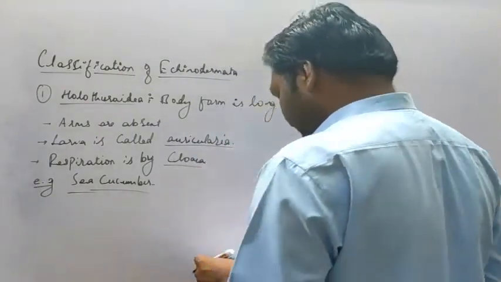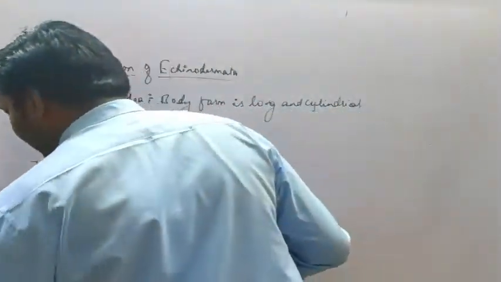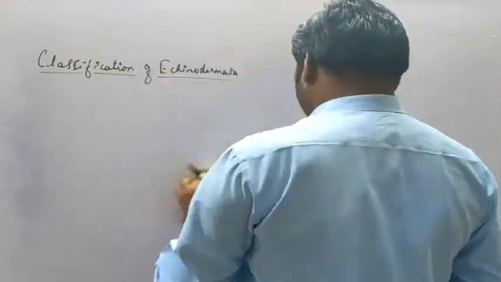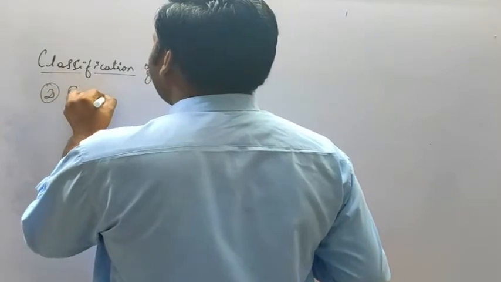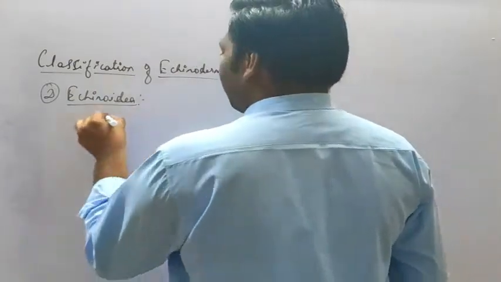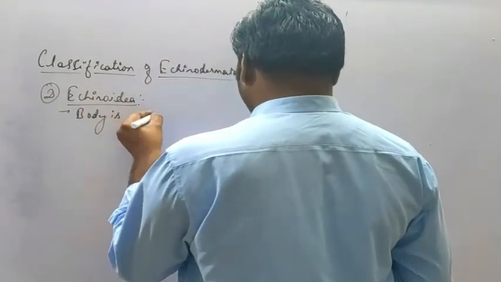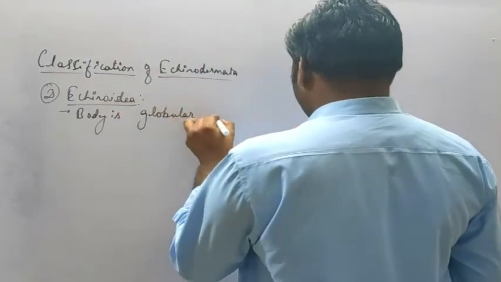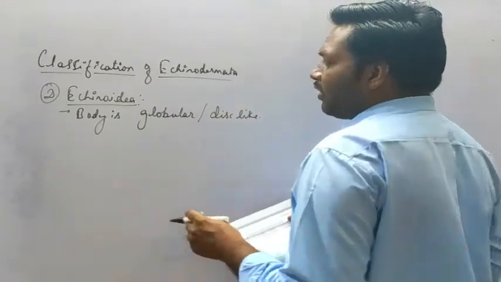The next, that is the second class, Echinoidea. Let's see the characteristic features of the Echinoidea. The body is globular or disc-like.